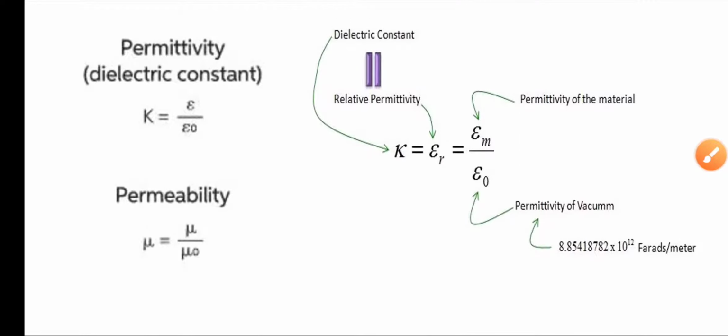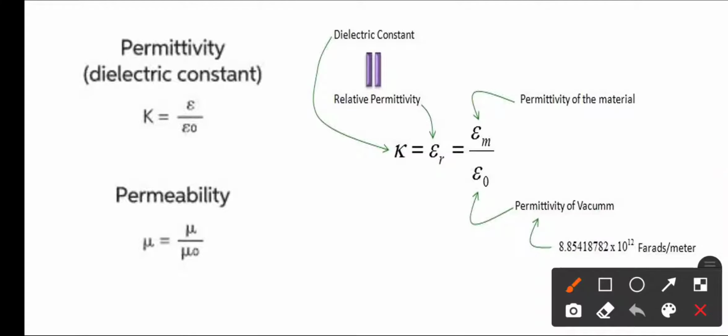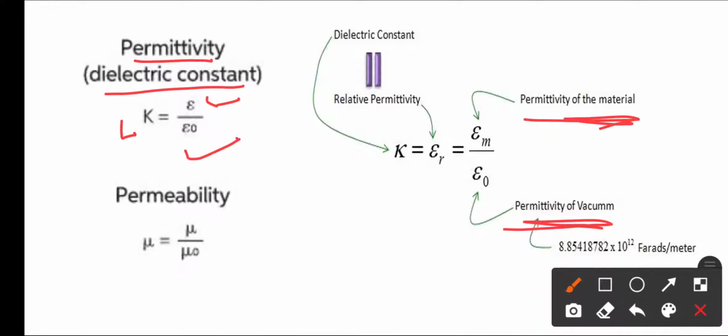Then we have two terminologies here, permittivity and permeability. Okay guys, permittivity is simply the dielectric constant represented by K, where K is equal to epsilon upon epsilon naught, meaning permittivity of the material upon the permittivity of vacuum. It gives us the idea of how dielectric the material is. And permeability is related to the magnetic field, mu upon mu naught, the permeability of the material upon the permeability of the vacuum or free space.